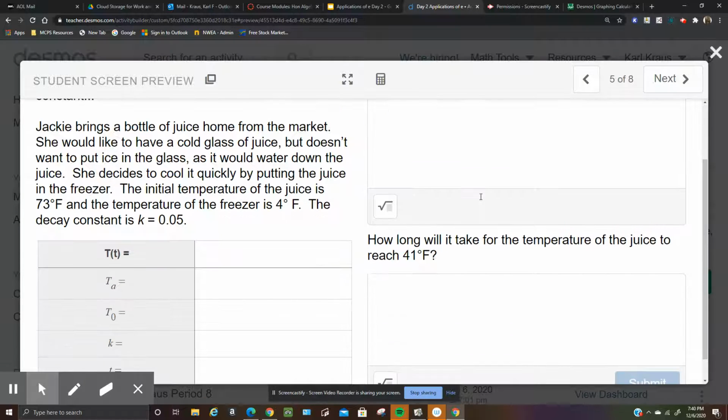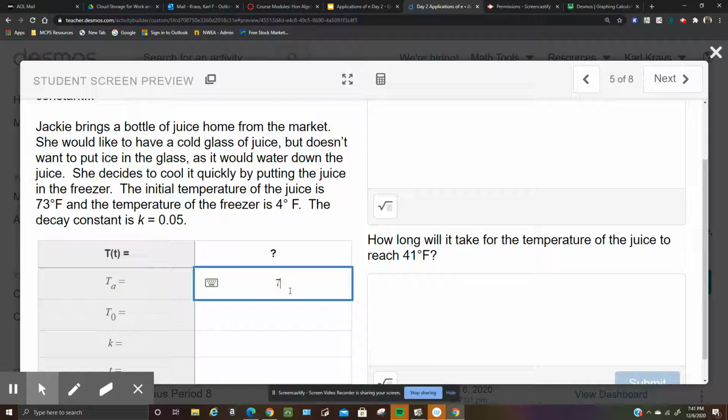Slide 5. Jackie brings a bottle of juice home from the market. She'd like to have a cold glass of juice, but doesn't want to put ice in the glass, as it would water down the juice. She decided to cool it quickly by putting the juice in the freezer. The initial temperature of the juice is 73. The temperature of the freezer is 4 degrees. The decay constant is 0.05.